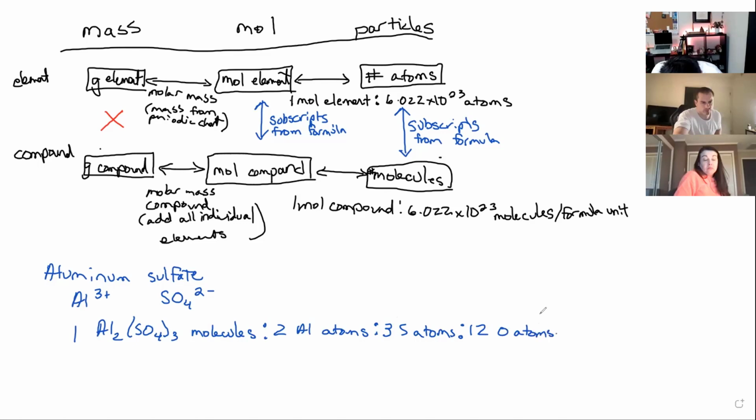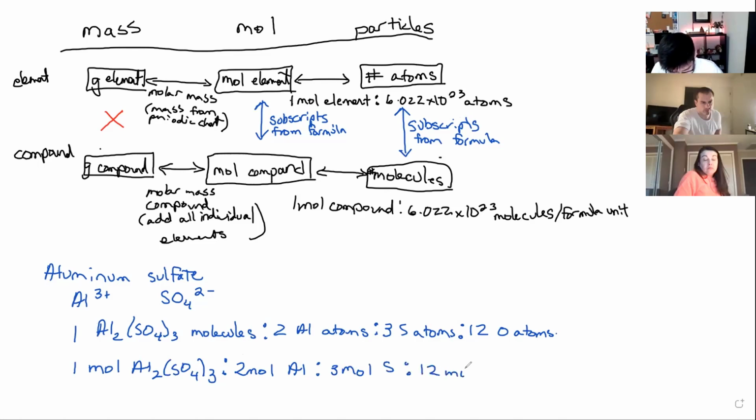So this thing here is applying to this right here, jumping between the number of molecules and the number of atoms, because we have all these built-in conversions. I could easily take molecule and atoms and just replace it with the word mole. So 1 mole of Al2(SO4)3 will contain 2 moles of aluminum. It needs 3 moles of sulfur, and it will require 12 moles of oxygen.